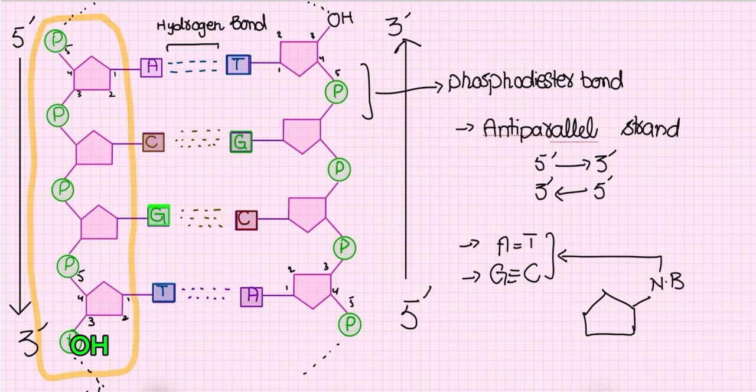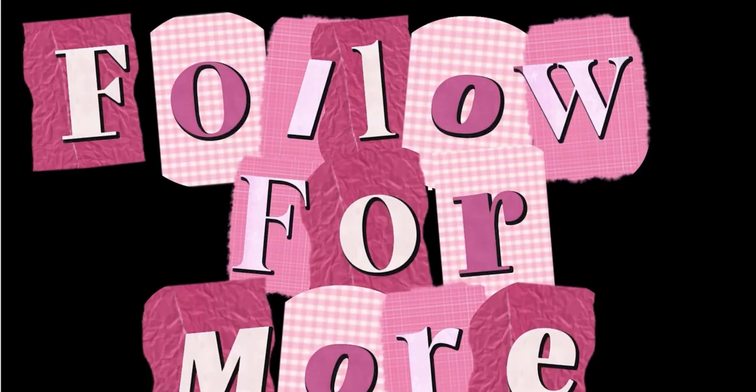This is the structure of a pentose sugar. We have a nitrogenous base, which could be adenine, thymine, guanine, cytosine. Then at carbon number 5, we have a phosphate group, and at carbon number 3, we have a hydroxyl group. So this is the structure of a nucleotide. Thank you.